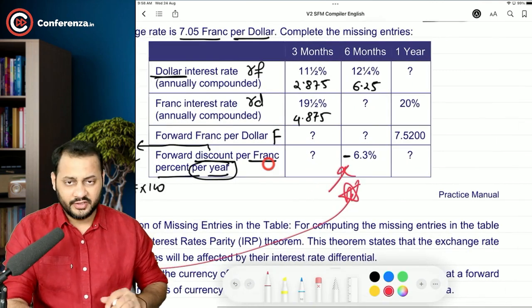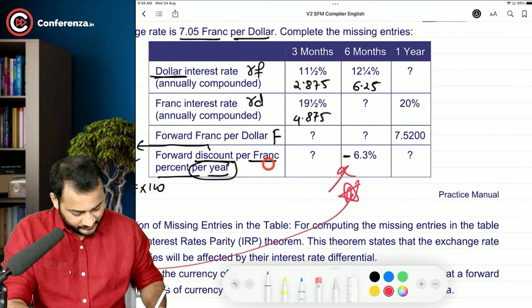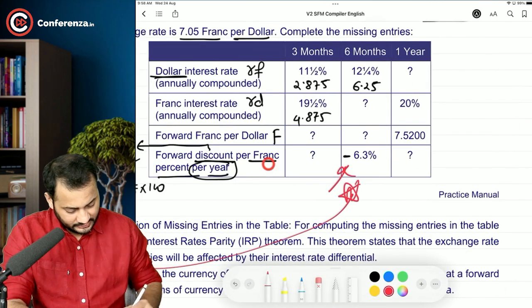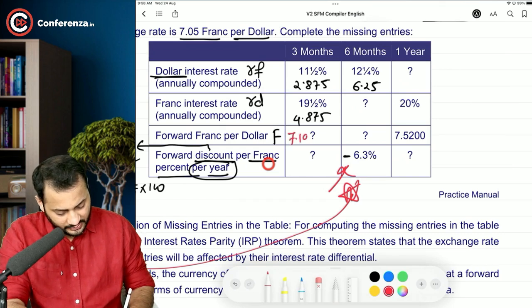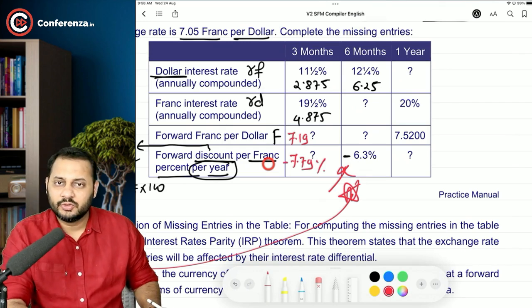Okay, so are we done with the 2 answers? Yes, sir. What are those answers? 7.19 and minus 7.79 percent. These are the two answers for 3 months.